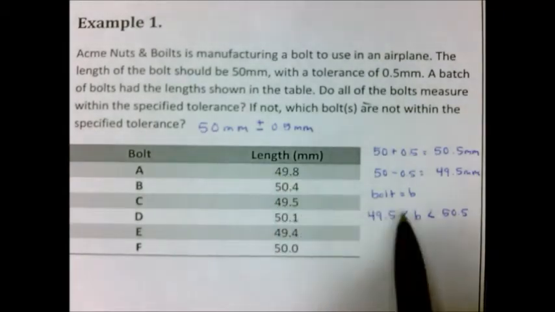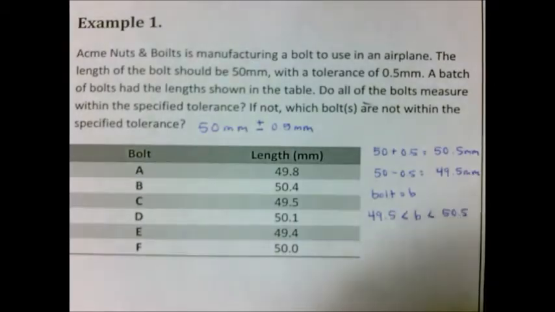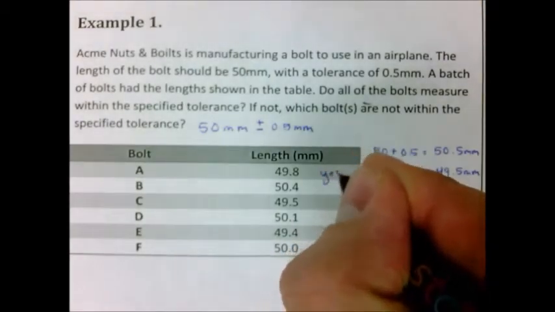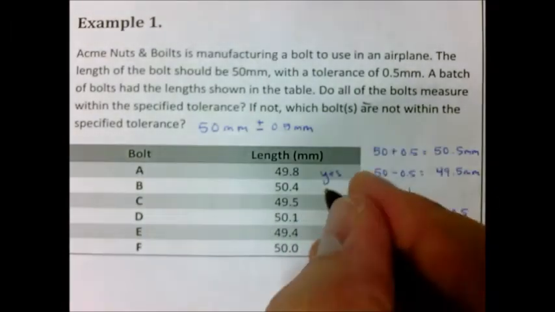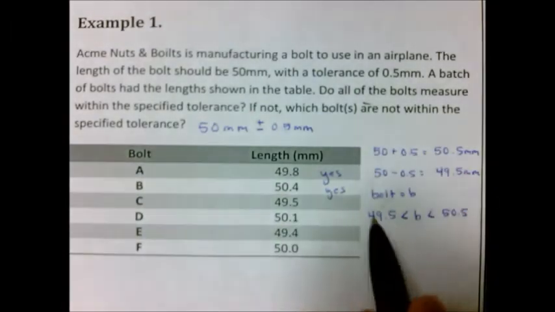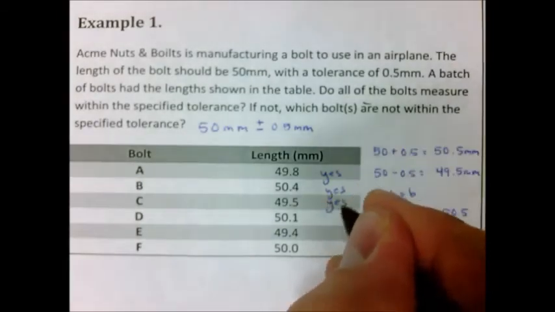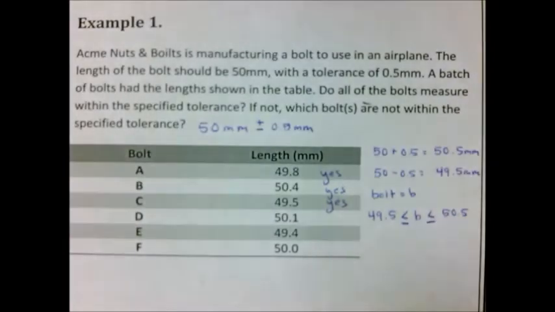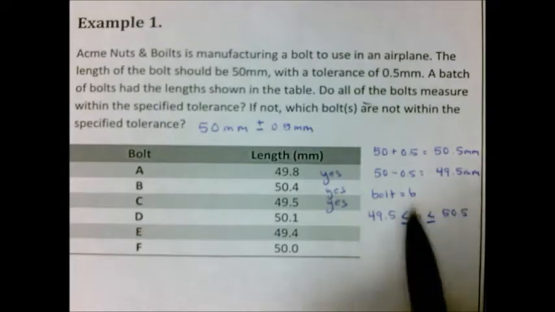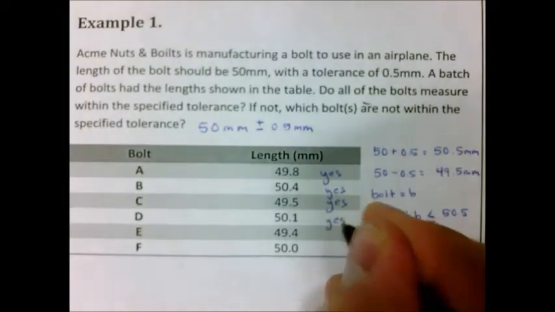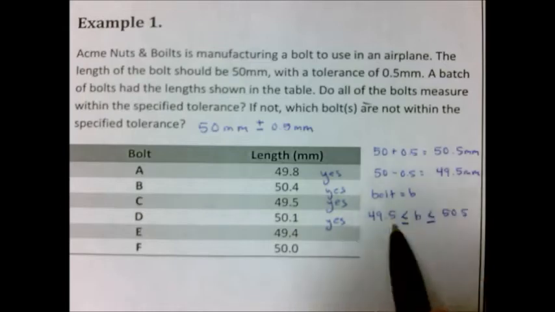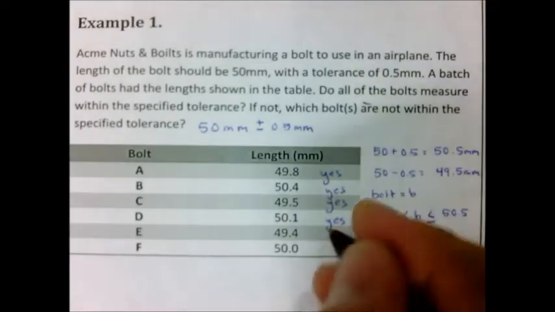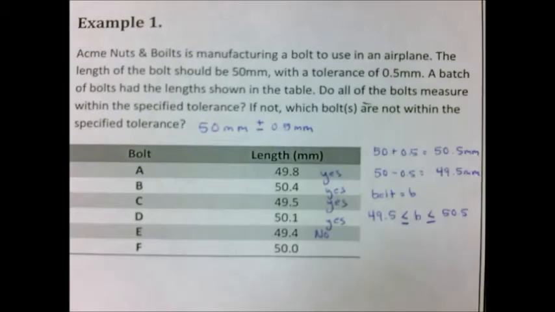49.8 is greater than 49.5 but less than 50.5, so this one is a yes. 50.4 is in between the two as well. 49.5 is right on the borderline, but it is in between, and actually we should put in equal to. It can be equal to as well. D is 50.1, that works. 49.4 is less than 49.5, so bolt E is a no. That does not work. And 50 is right on the mark, exactly where we wanted it to be, so that one is a yes as well.